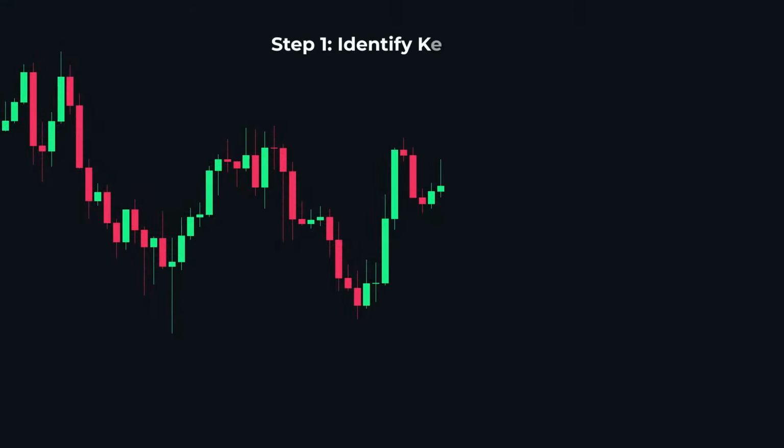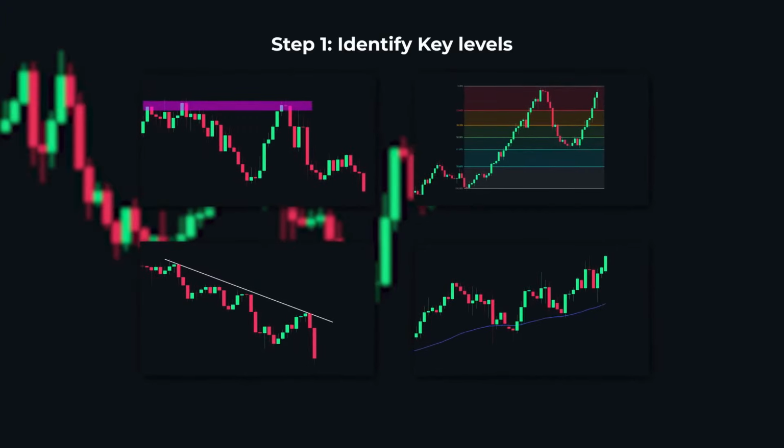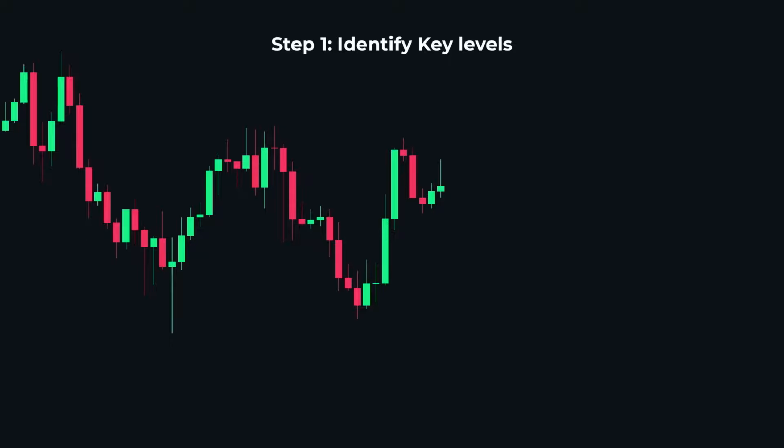So, the first step of the strategy is to identify a key level on a chart. There are many types of key levels, like support and resistance, dynamic key levels, trend lines, Fibonacci levels, and more. I won't discuss all of them in this video because it would take too long, but to keep things simple for this tutorial, we can start by finding support and resistance levels or trend lines.